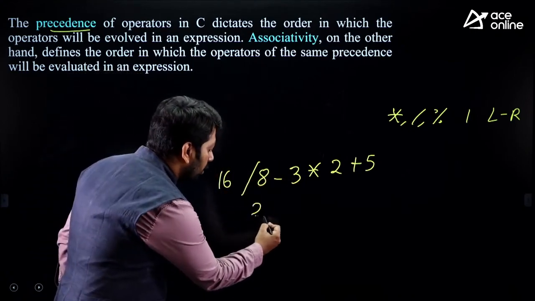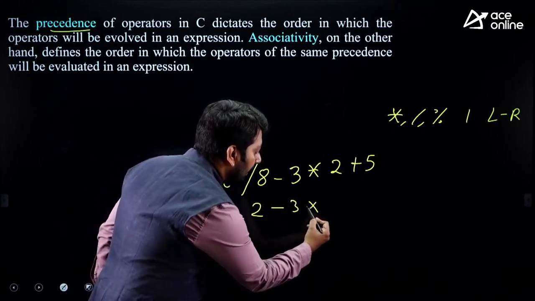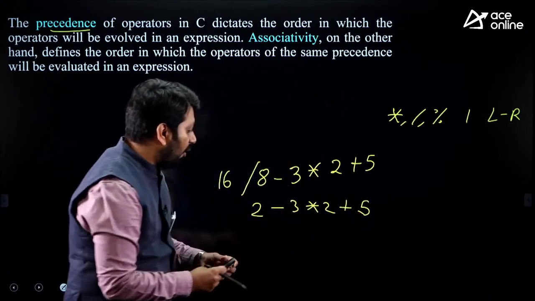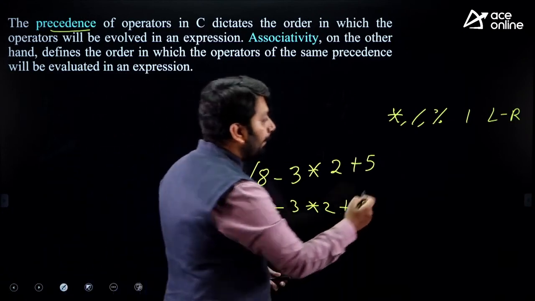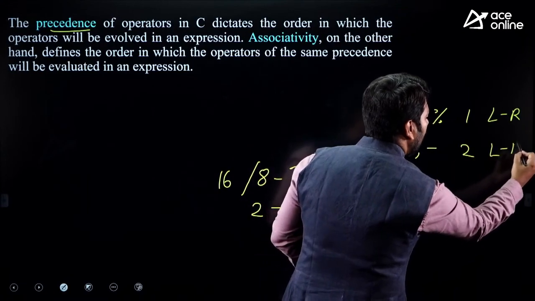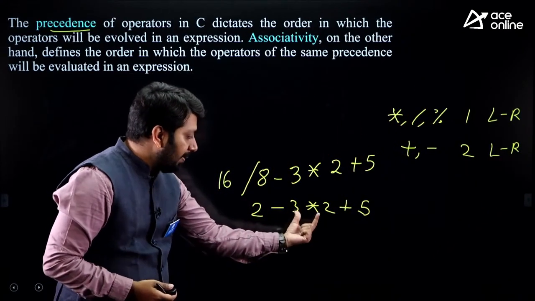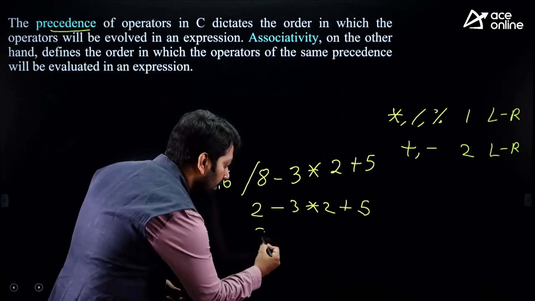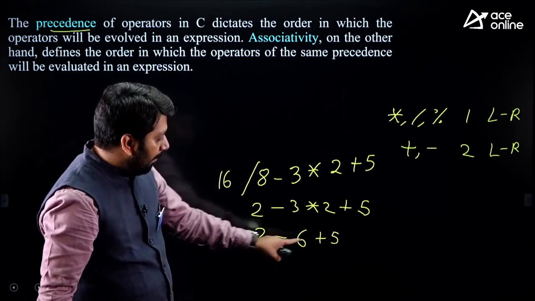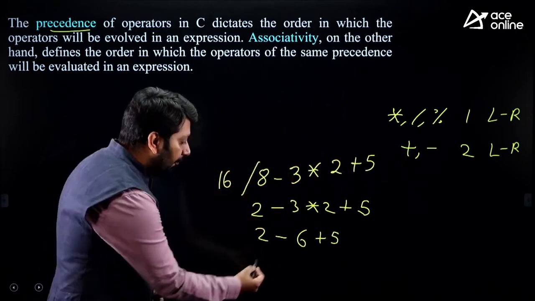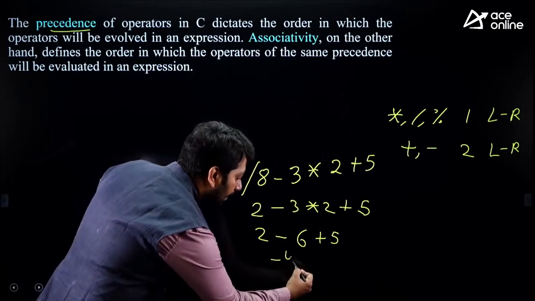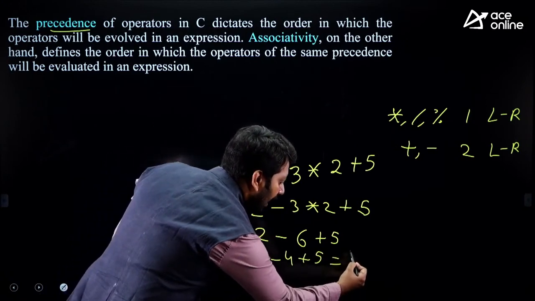So the expression becomes 2 minus 3 multiply 2 plus 5. Now some of you might be thinking, now we should solve 2 minus 3. No. Plus minus priority is less than this. So first I need to solve higher priority operators. That means multiply. So the expression is 2 minus 6 plus 5. Now plus and minus have the same priority. So first I will solve the left one because our associativity is left to right. So that is minus 4 plus 5. So our answer is 1.